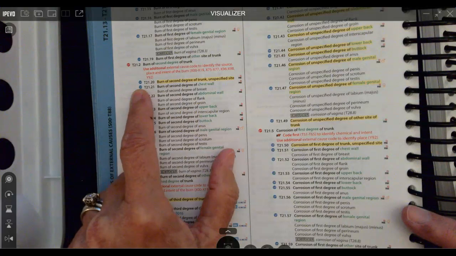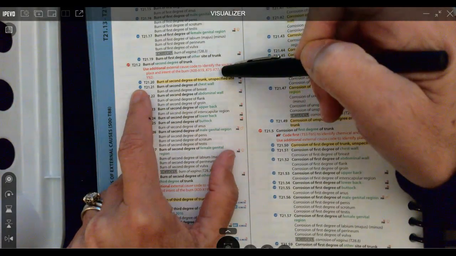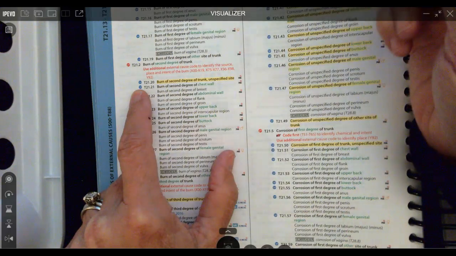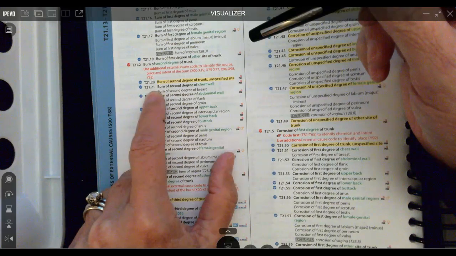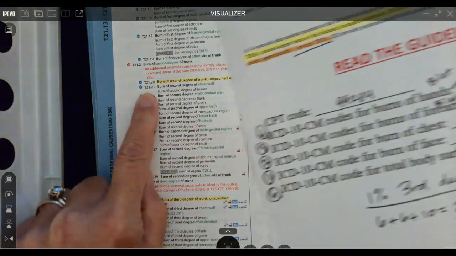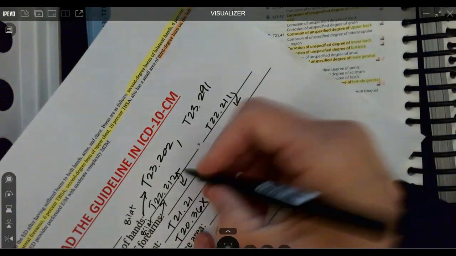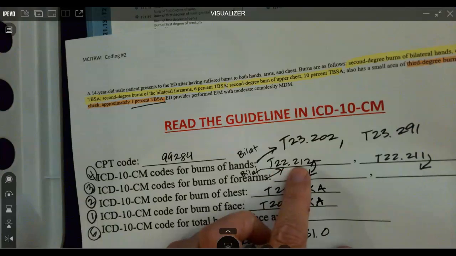Again, 7th character. Okay, and then there's an instruction that says use additional external cause code if you have the place and intent of the burn. But let's look at this first. So T21.21. Again, we know it's the initial encounter. So T21, we're just going to put that placeholder in there to get to the 7th character, A.